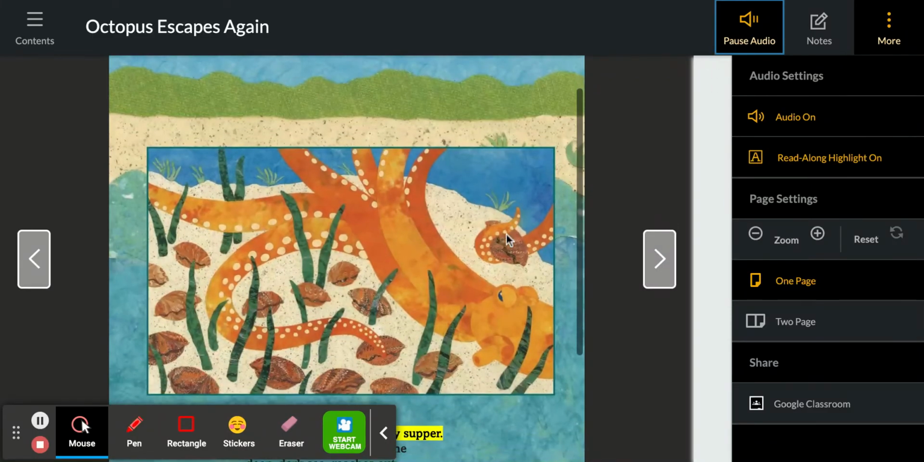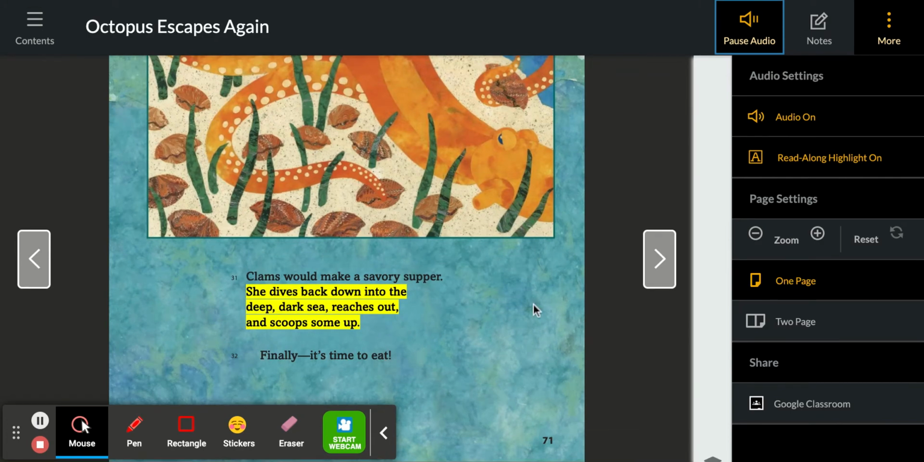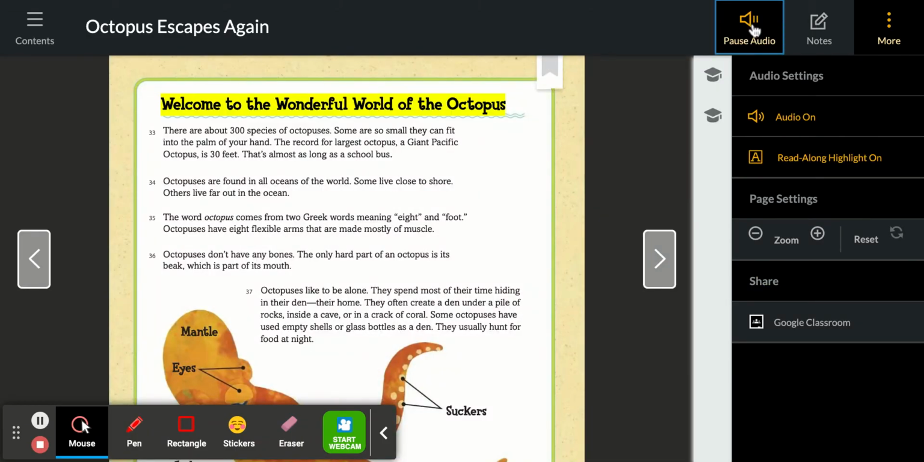Clams would make a savory supper. She dives back down into the deep, dark sea, reaches out, and scoops some up. Finally, it's time to eat. Welcome to the wonderful world of the octopus.